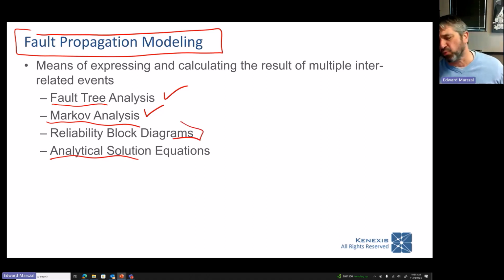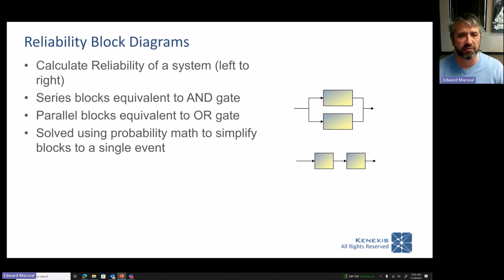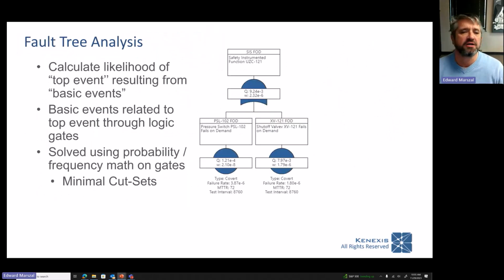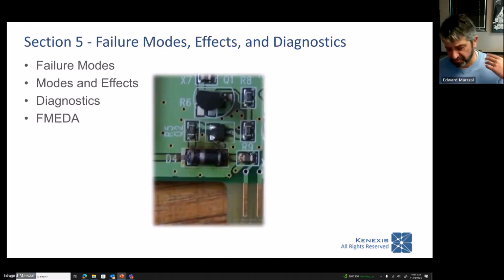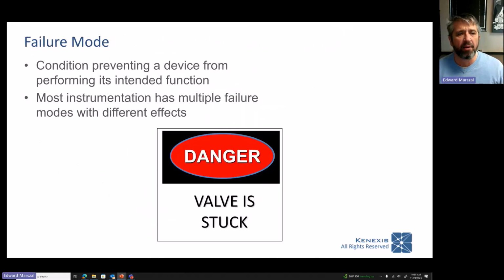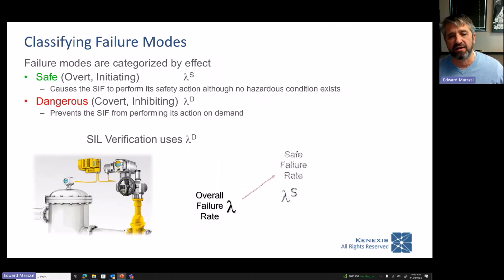Reliability block diagrams work like fault trees, but in the SIS business, we care about failures, not success. So fault trees over reliability block diagrams. So let me skip over those concepts. I'm also going to skip over failure modes and effects analysis a little bit.